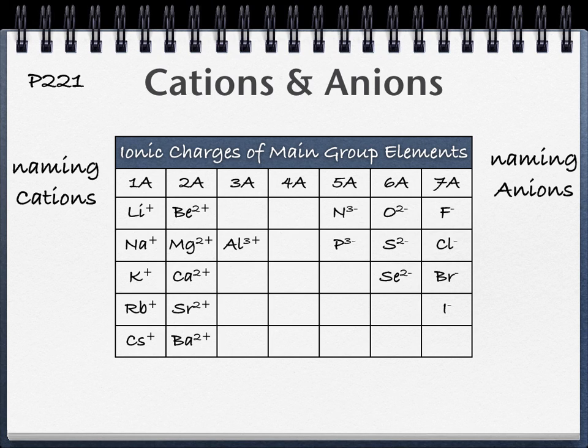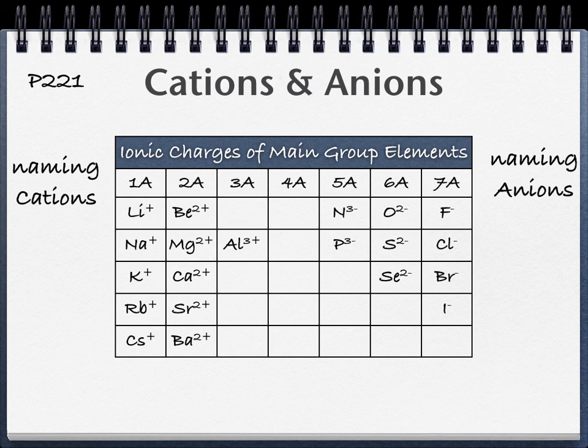Now, if I'm looking at a metal in groups 1, 2, or 3A, metals tend to lose their valence electrons. And in that process of losing that valence electron, the resulting particle, an ion, is going to acquire a positive charge. So, for example, magnesium has 2 valence electrons because it's in group 2A, and will lose those 2 electrons when it becomes an ion and acquires a 2+ charge.